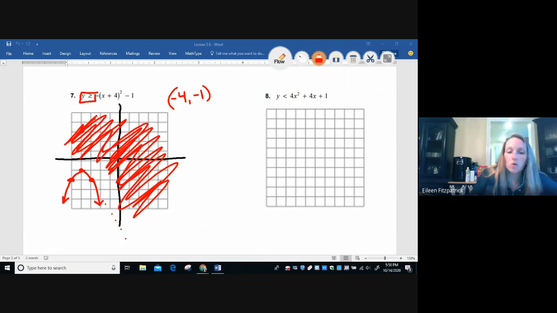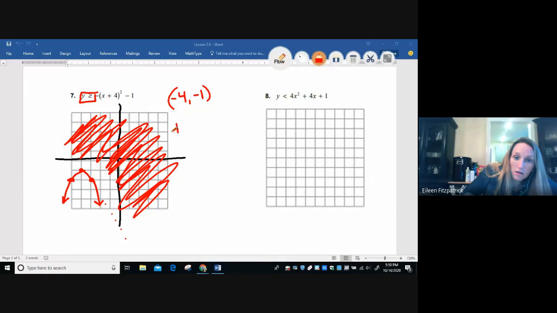Now, if how I'm explaining where to shade is not making sense to you, I will show you another option for this problem. After you graph your parabola, pick any point. I typically tell students pick (0, 0) because it makes the math really easy. Pick any point either inside or outside the parabola. I'm going to pick (0, 0) whenever I can.